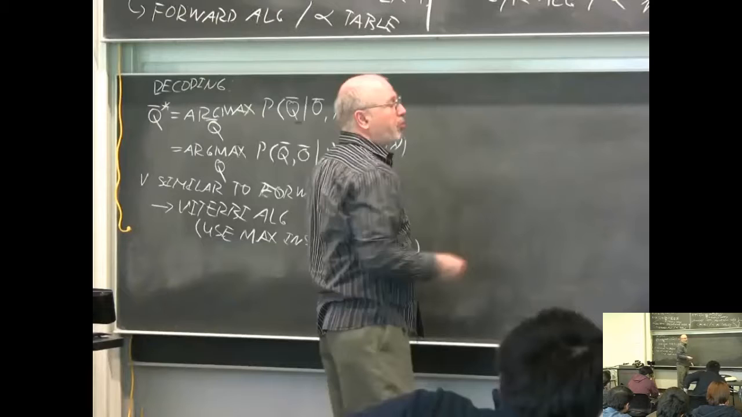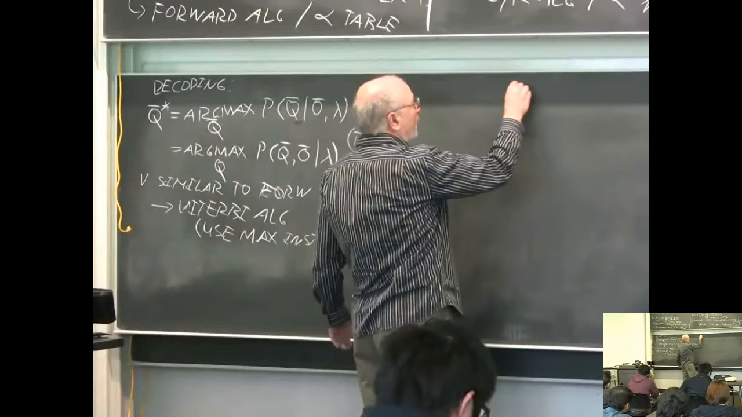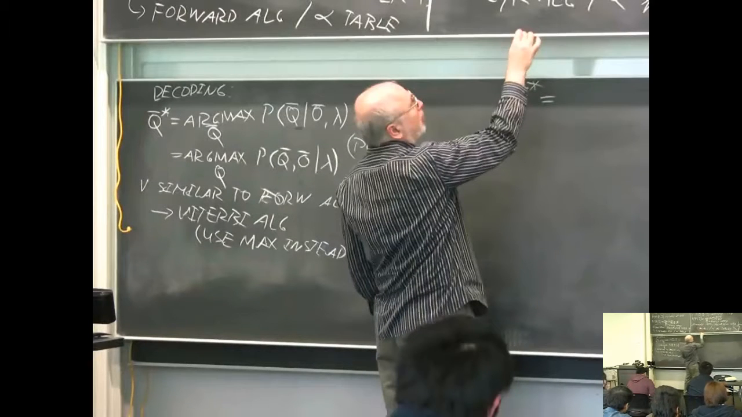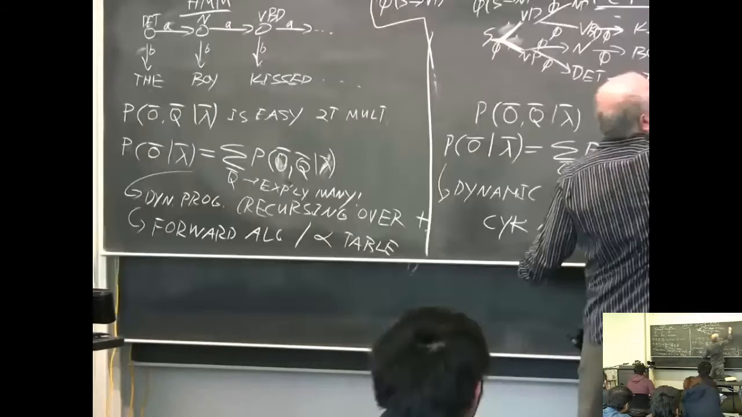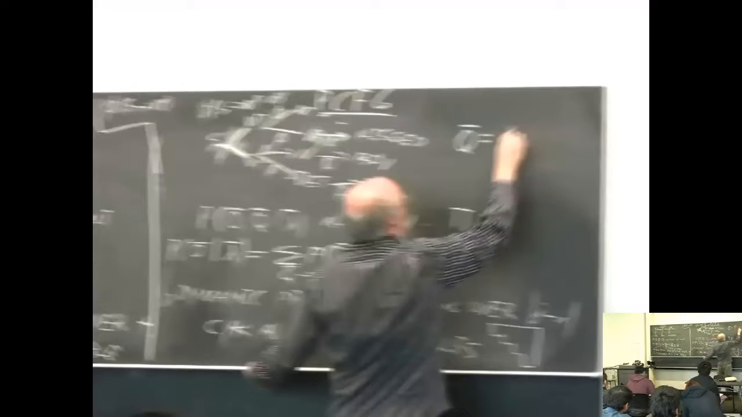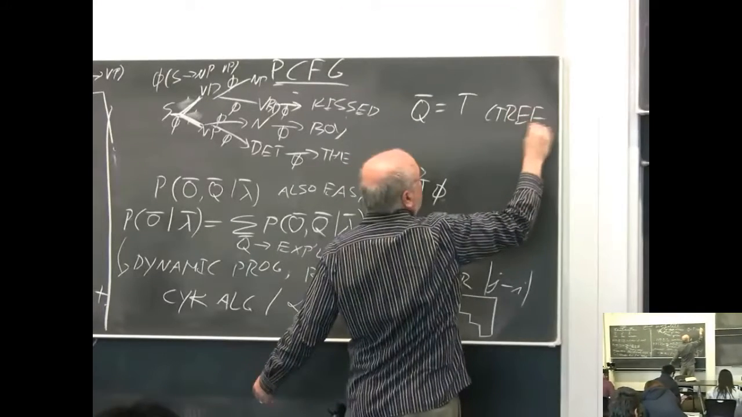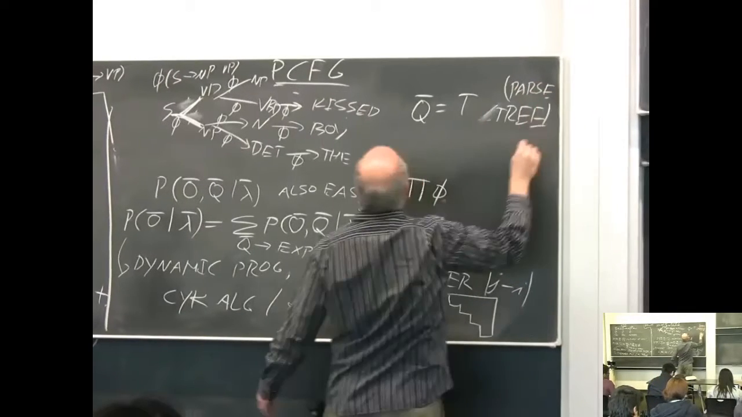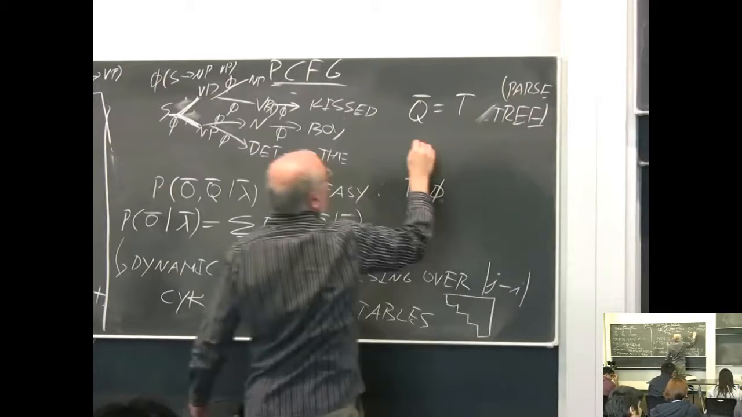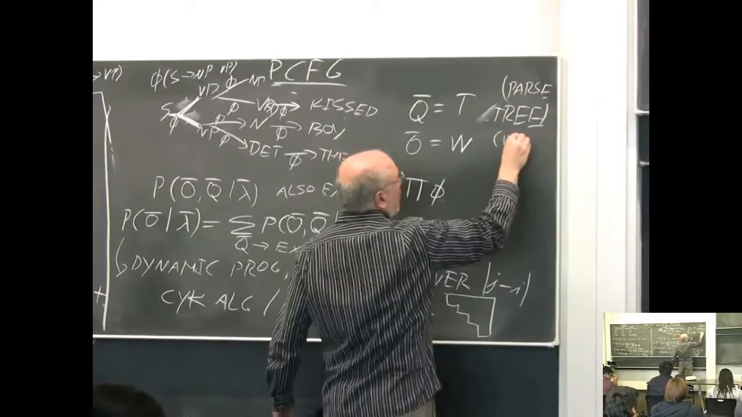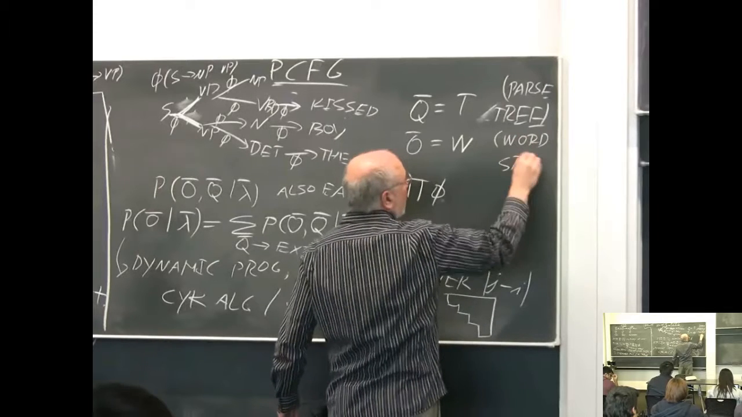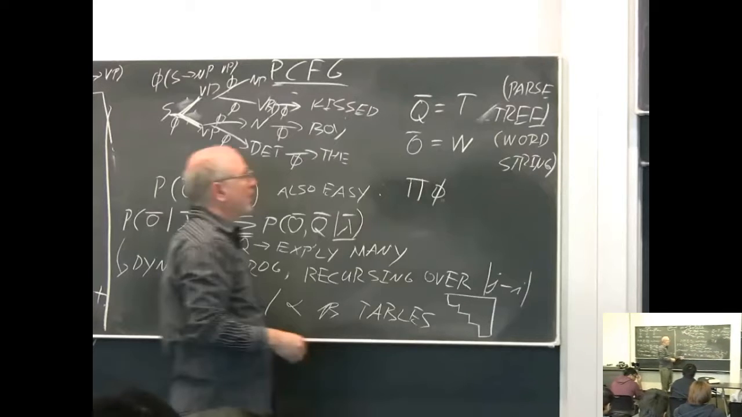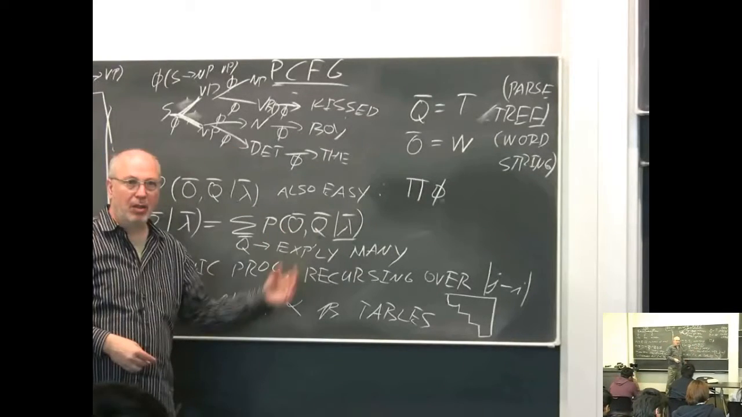What is the decoding problem here? It's the same thing. It's find the tree. I called it Q earlier, but it's really the tree. So Q is T, the parse tree. And O is the word string. So maybe I should have replaced these with W and T, but hopefully you know that.